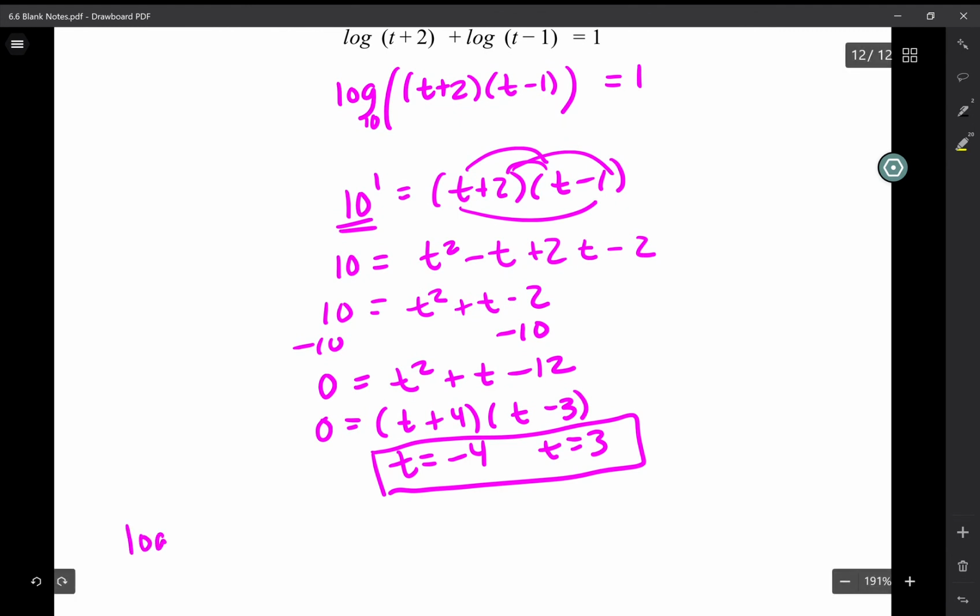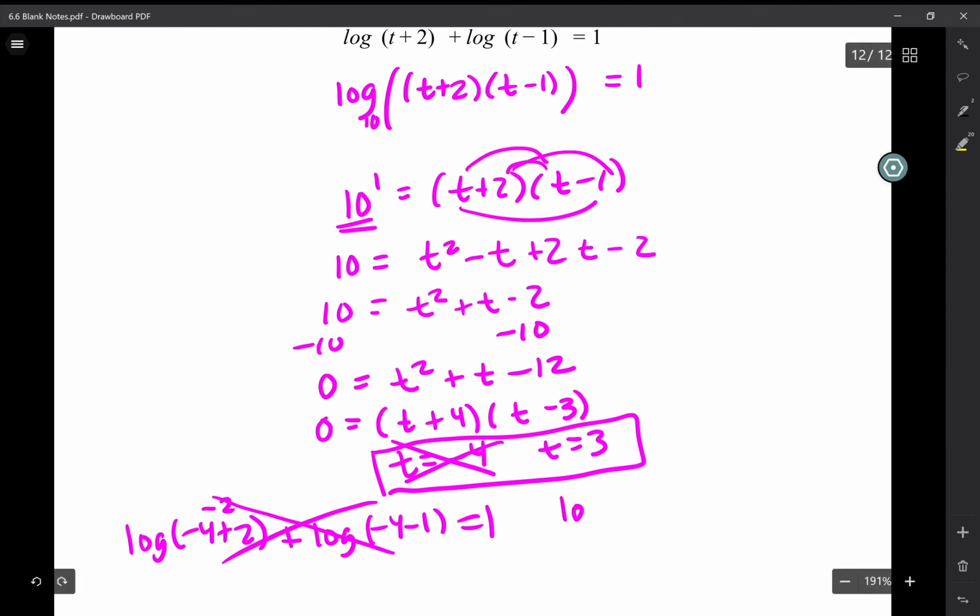So log of negative 4 plus 2 plus log of negative 4 minus 1. I think we can already see this is not going to work, because this is going to become log of negative 2. That's no good. That one is not a solution. Negative numbers are not in the domain of log.